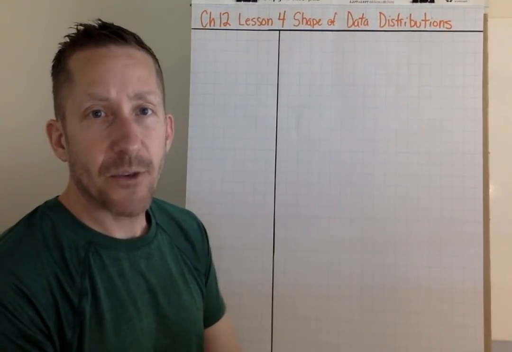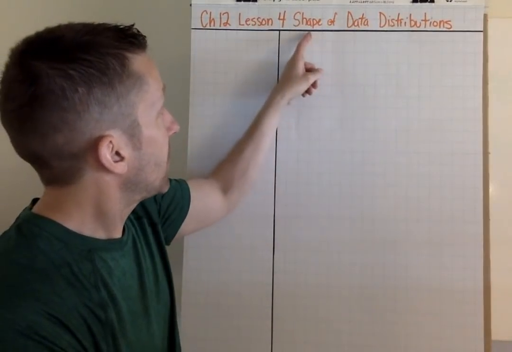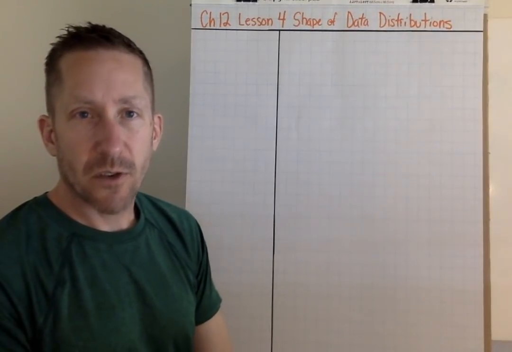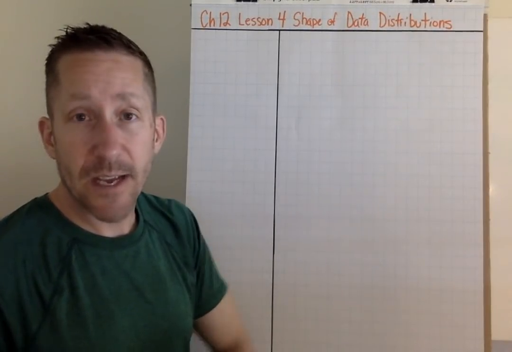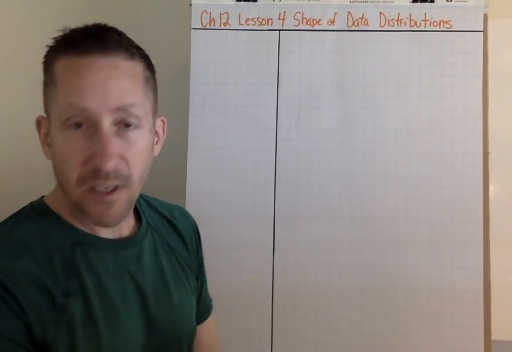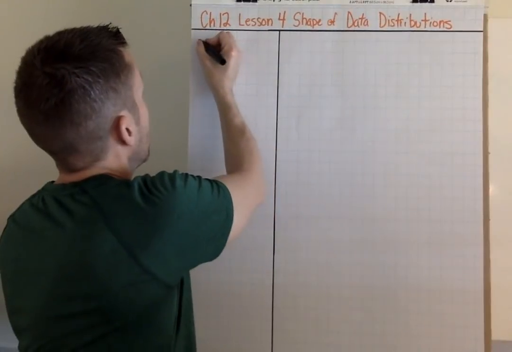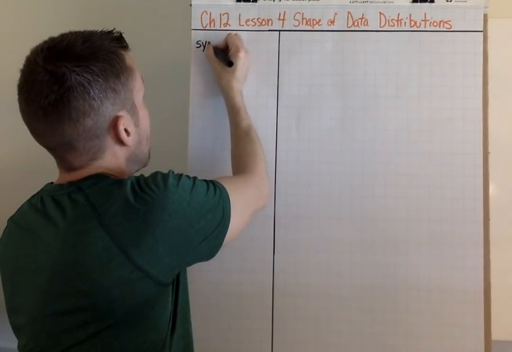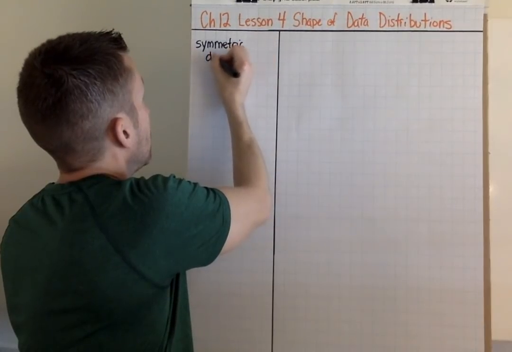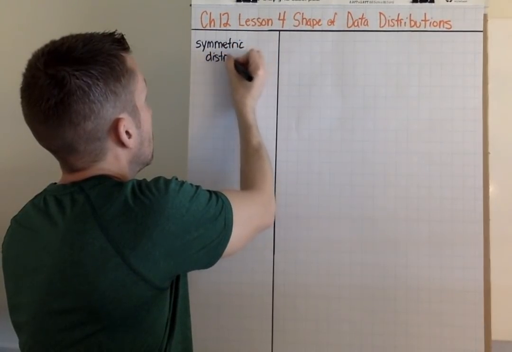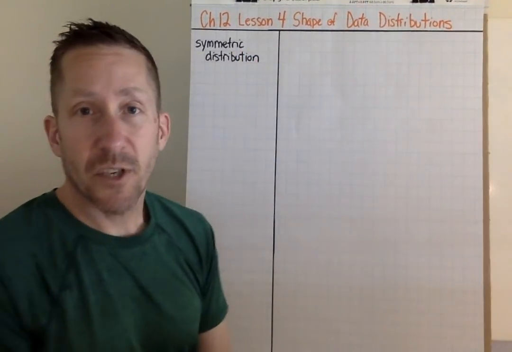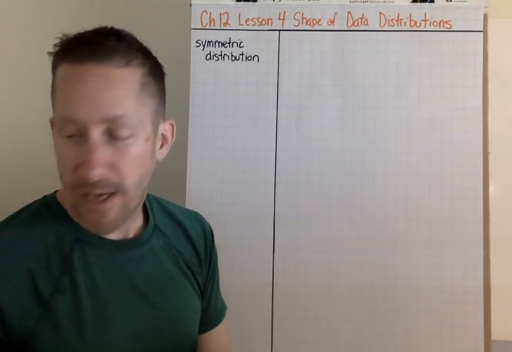This is Chapter 12, Lesson 4, and the topic of today's lesson is the shape of data distributions. So when you're looking at a graph of data or a display of data, what can you say about it? The first word that we're going to talk about is a symmetric distribution. The word distribution is just talking about your display of data.